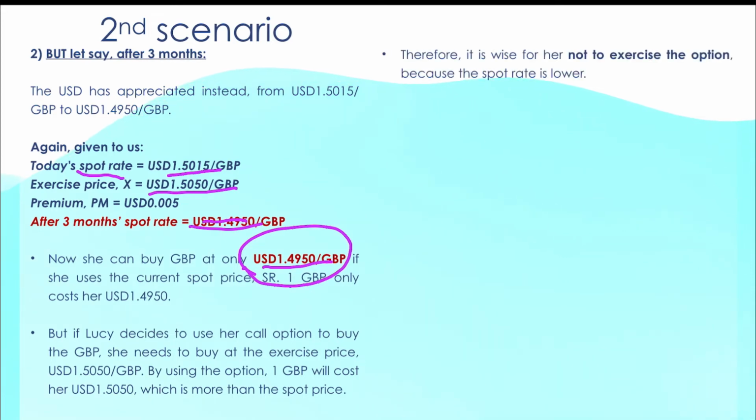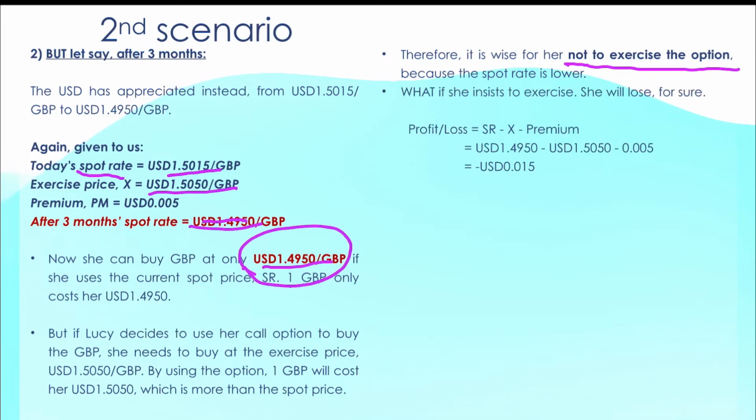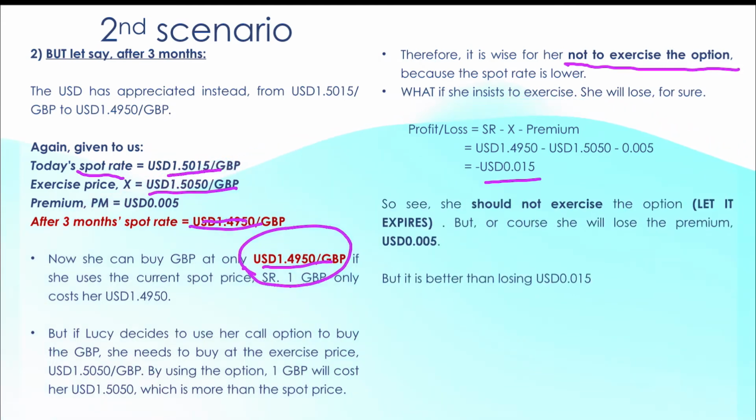Therefore, it is wise for her not to exercise the option because the spot rate is lower. What if she insists on exercising? She will lose for sure. For example, spot rate 1.4950 minus the exercise price minus the premium. So Lucy will lose 0.015. So she should not exercise the option, let it expire.